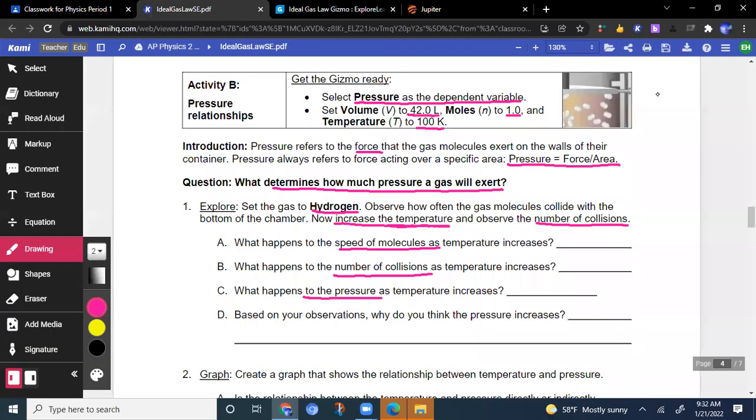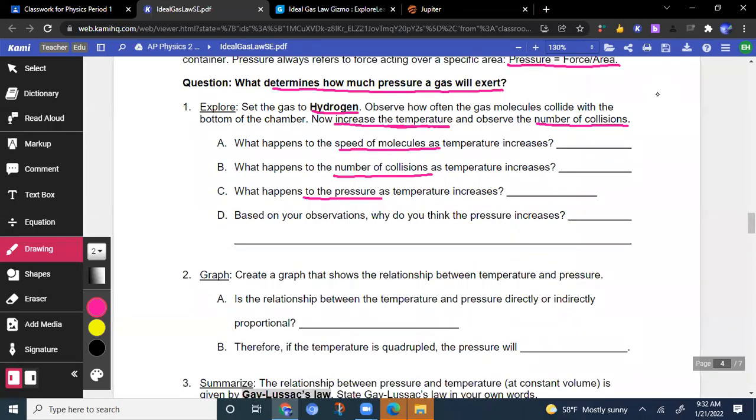So what can we say about part number 1? What happens to the speed of the molecules as temperature increases? The speed increases. What happens to the number of collisions as temperature increases? The number of collisions increases. And then finally, what happened to the pressure as temperature increases?